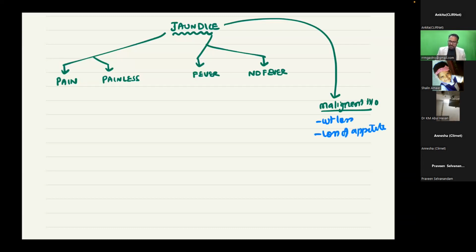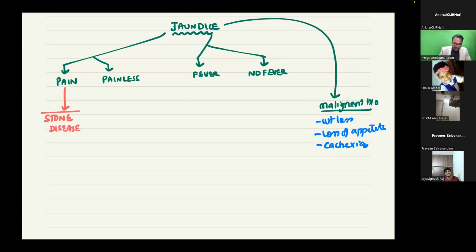Okay, weight loss, loss of appetite, and other features of malignancy like cachexia you can observe from the patient. All these things you should ask. Pain. What is the reason for jaundice causing pain? Pain in a jaundice patient is usually due to stone disease. Please remember, it is usually a stone disease that will cause pain.